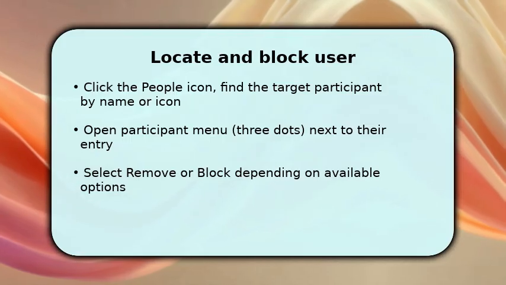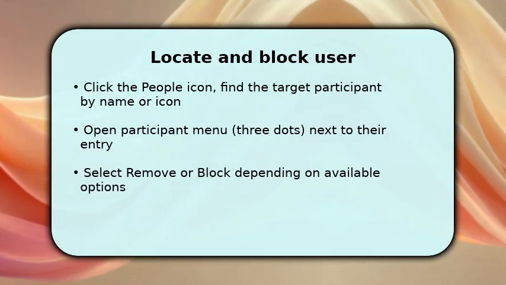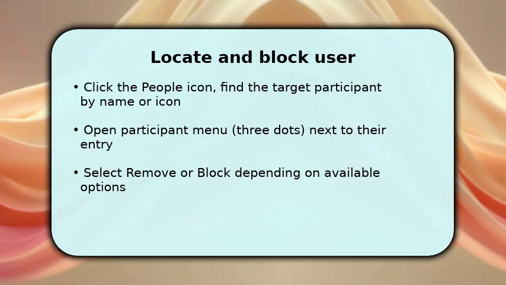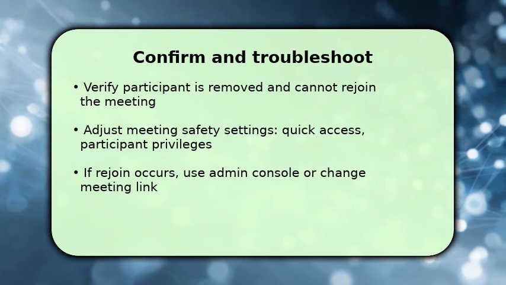If you manage participants via Google Workspace, use the host controls to enforce the block at the domain or meeting level. You finish by confirming the participant is gone from the roster and test that rejoin attempts fail. That verification closes the loop.